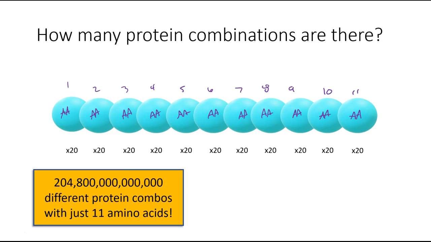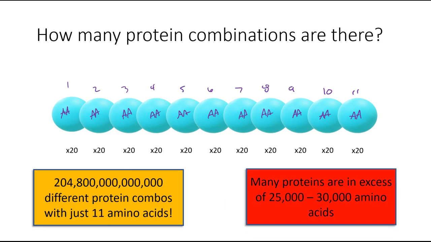In fact, the number is so large when we extend these proteins to more realistic lengths. It isn't uncommon to have proteins in excess of 25 to 30,000 amino acids long. This is the number that is associated with a protein that is 11 amino acids long. You can only imagine how many combinations there would be for a protein that is more realistically 25 to 30,000 amino acids long. The number is ginormous. That is the reason why with only 20 amino acids we can produce proteins for every possible situation and every possible scenario.